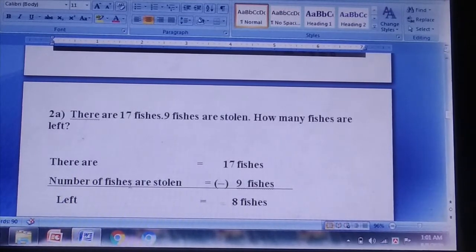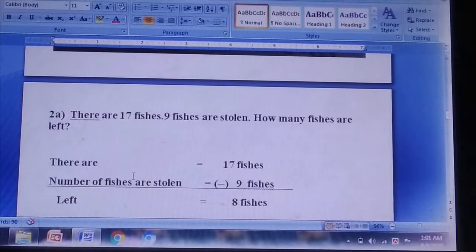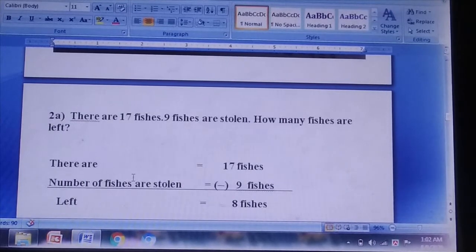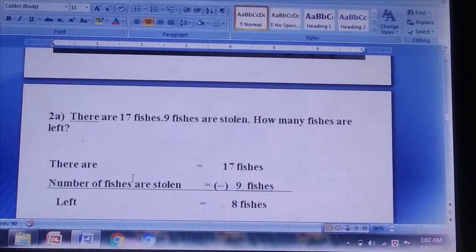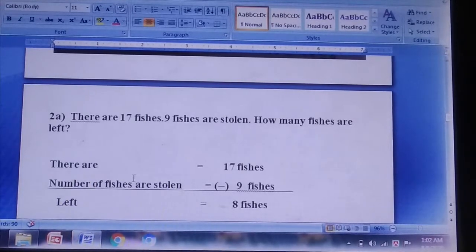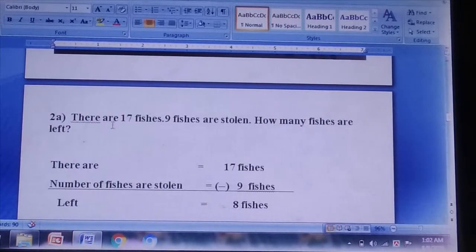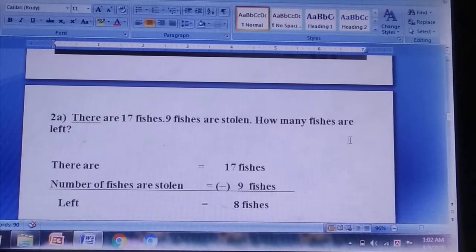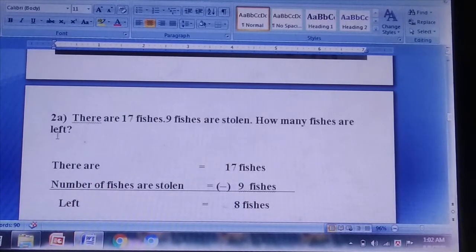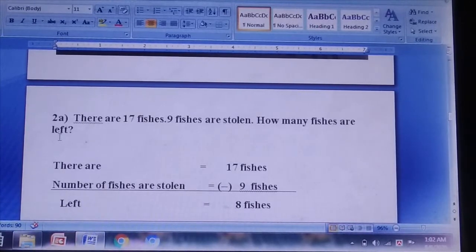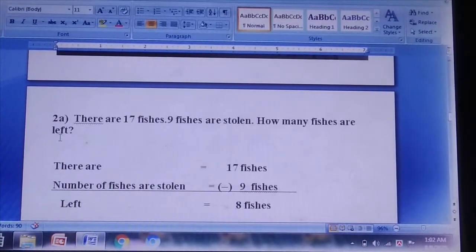This is a word problem. We already did in our class that in a word problem we need to show some statements or sentences to arrange the number. Okay, in a word problem you need to show a statement or sentence. First, focus on your question. There are 17 fishes. 9 fishes are stolen. How many fishes are left? Look at here, left. To find out the left, to solve these kinds of maths, we minus the number.